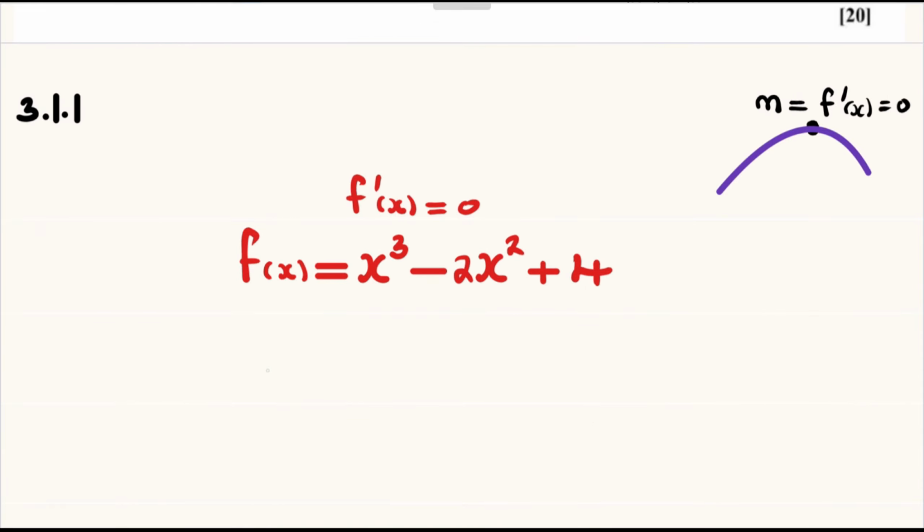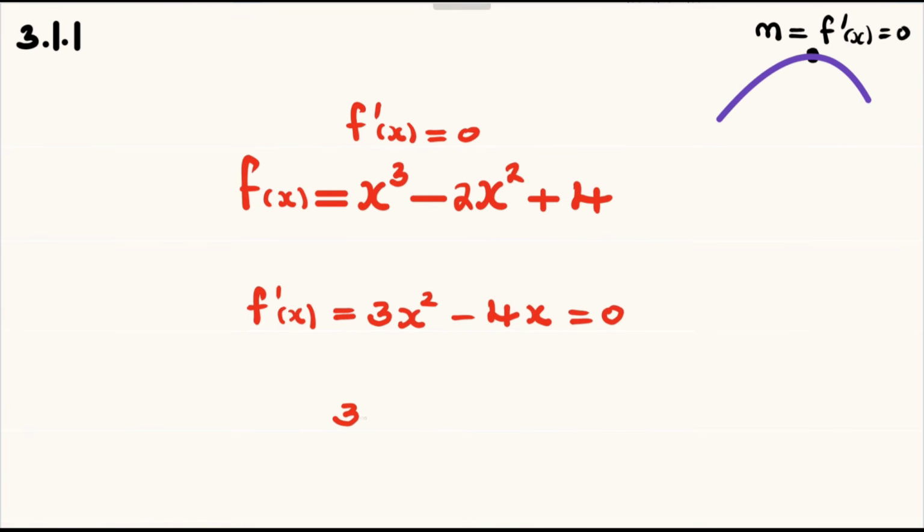The derivative of f of x, f prime of x, is equal to the derivative of x cubed, which is 3x squared, and the derivative of negative 2x squared is negative 4x, and the derivative of that 4 is equal to 0. And we equate this to 0 and solve for x. So we have 3x squared minus 4x is equal to 0.